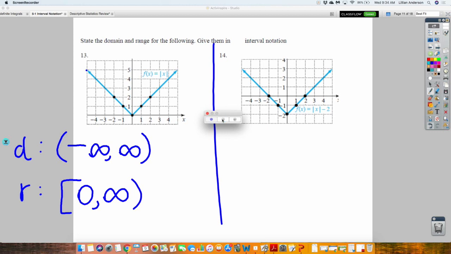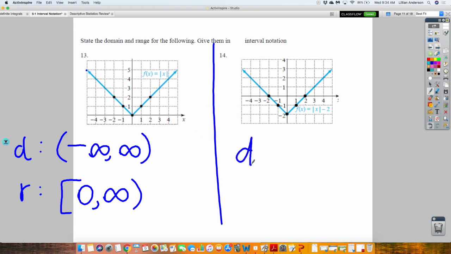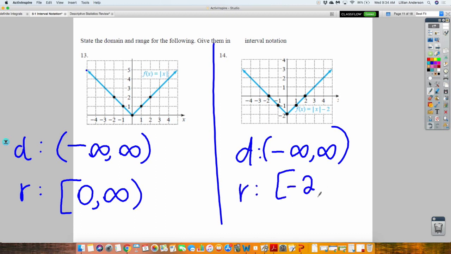All right, Thomas, what's my domain? Negative infinity, infinity, and beyond. Very good. And Shalyn, what's my range? Bracket -2, infinity. Good stuff. Awesome. Back to your notes.